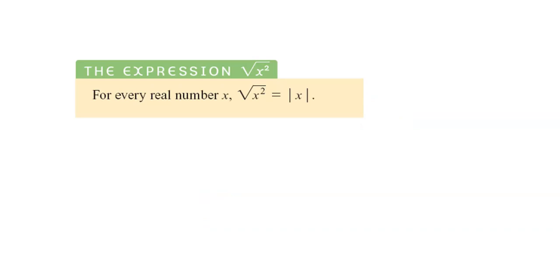Now, here's something kind of interesting. This says, for every real number x, the square root of x squared is the same as the absolute value of x. If you're not convinced, give it a try. Put a couple of numbers in here. So suppose I use 4. What is the square root of 4 squared? We do the square part first. Then we take the square root and we get 4. So here I'm starting with x equals 4. Is that the same thing as the absolute value of 4? Sure it is. So for positive numbers, it's fairly obvious.